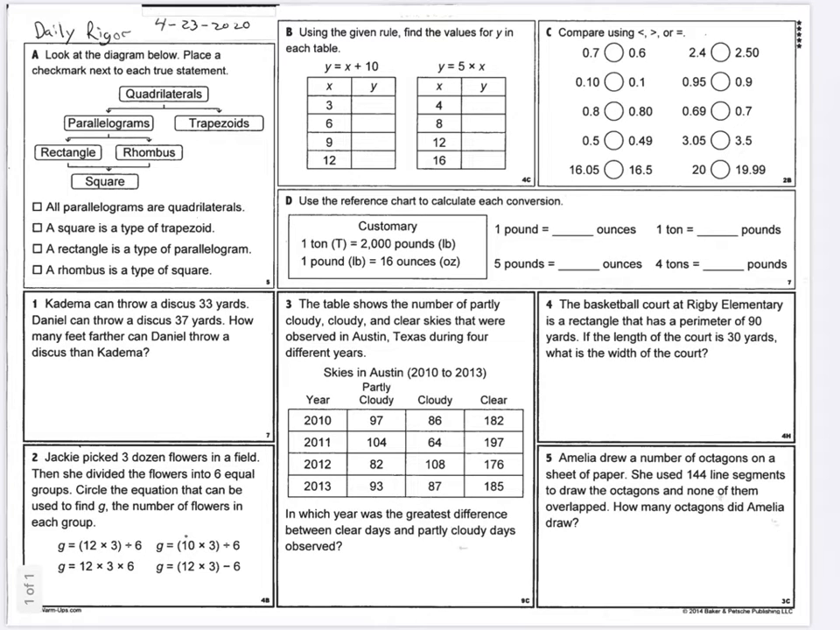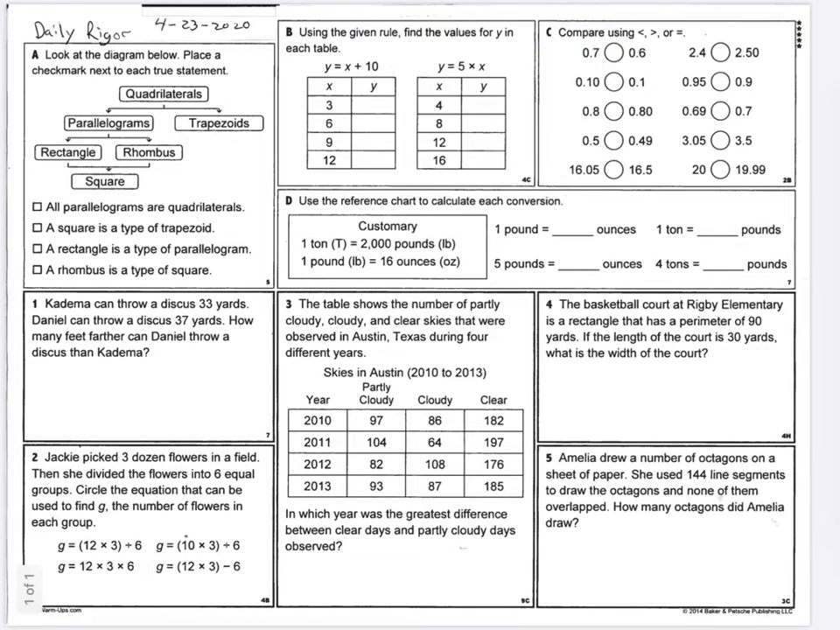B says use the given rule. Find the values for y in each table. Here's your rule. So for each x, you're going to add 10. Here's your rule for this one, 5 times x. So for each x, you're going to multiply it by 5 to get your y over here. Comparing, we've done that so many times. I'm not going to go over that. You're just looking for the bigger number, 7/10, 6/10. Line them up, compare them.